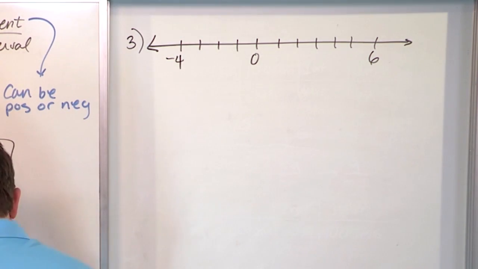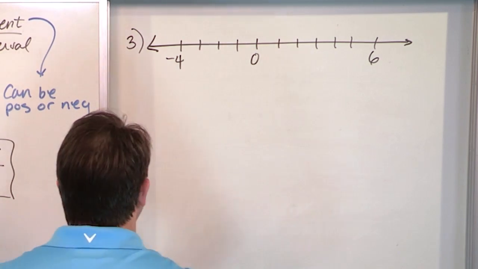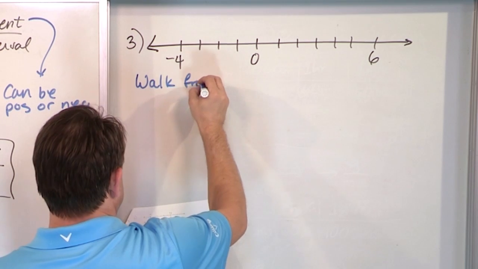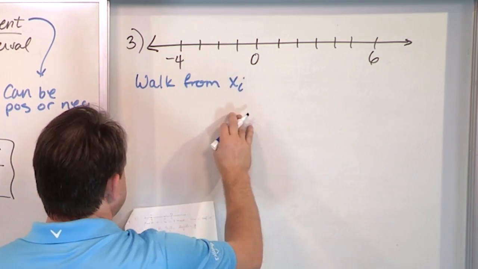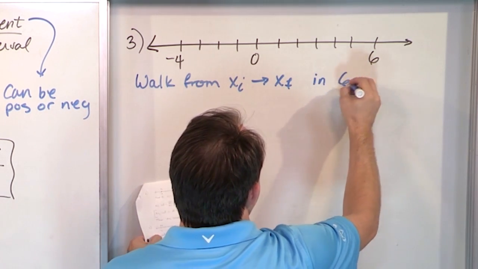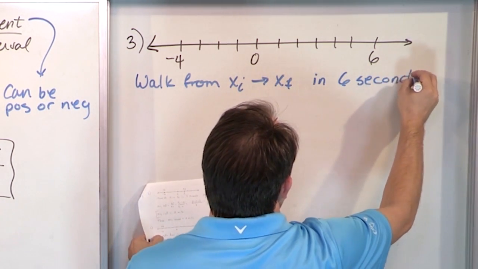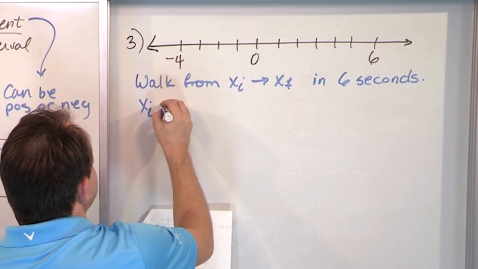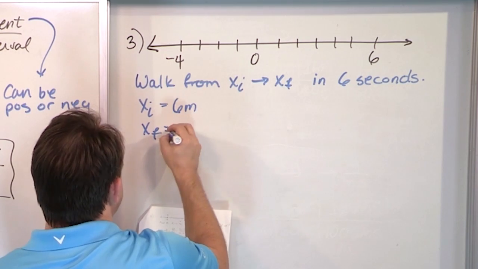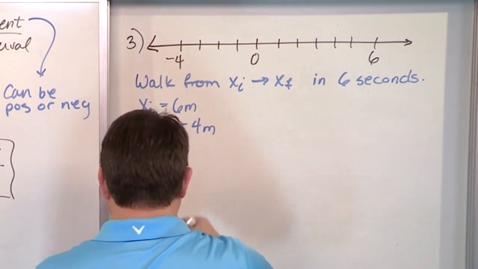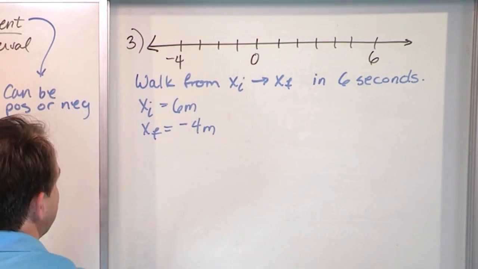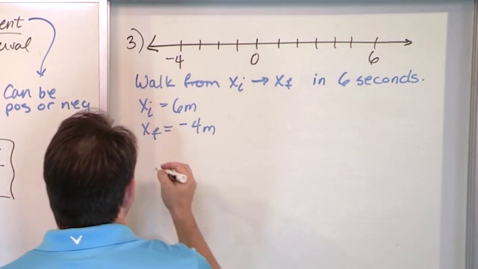And then what we have here is we are told we walk from xi to xf in 6 seconds. You're told that the initial place you start walking from is x equal to 6 meters, and the final destination that you get to is -4 meters. So let's do it without plotting it on the number line first, even though the numbers are small and you can probably figure it out in your head. Let's calculate it without doing that first.